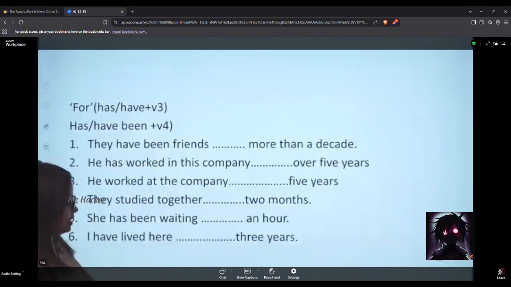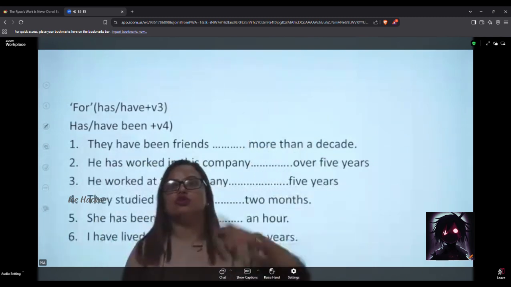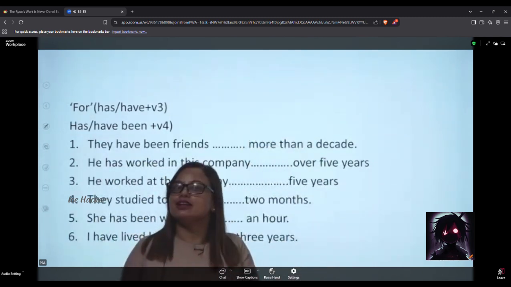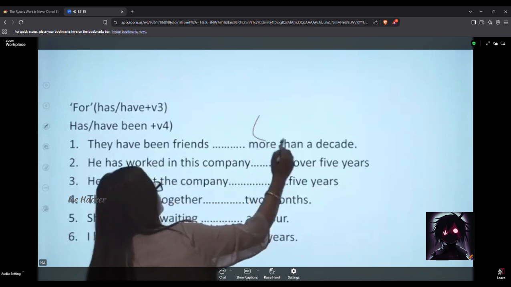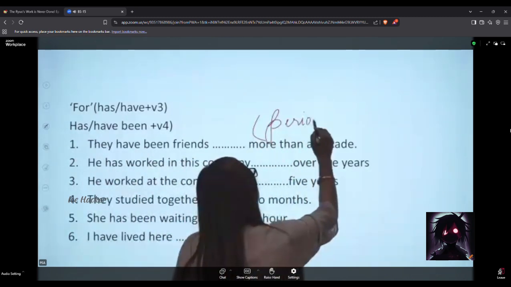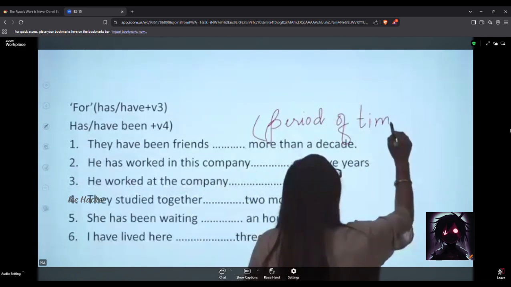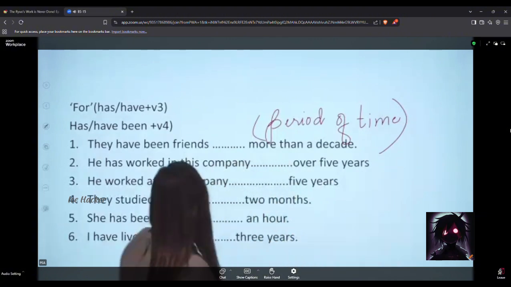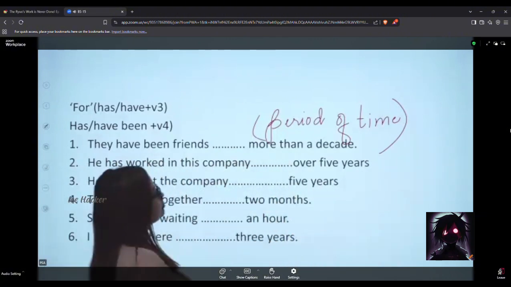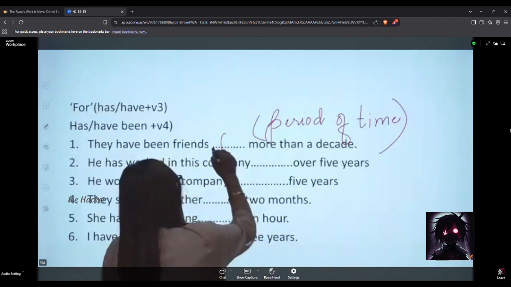They have been friends, dash, more than a decade. More than a decade means more than 10 years. So more than 10 years means a period of time. They are talking about a period of time. They have been friends. A period of time, then since or for? Definitely for.